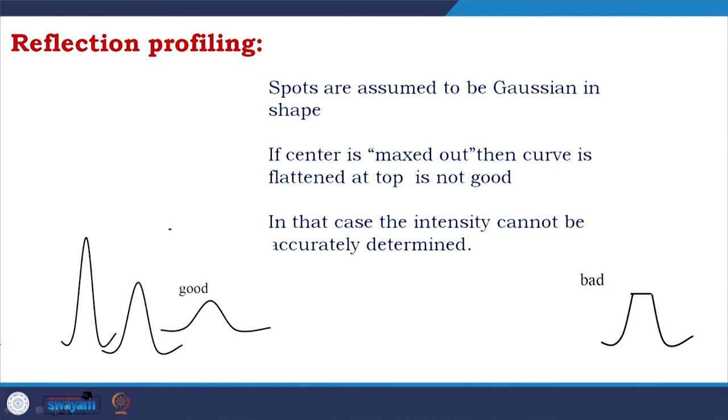Spots are assumed to be Gaussian in shape. You get these ones, all are good when you see a bell shape. But if the center is maxed out somehow and gets the maximum value, then the curve is flattened at the top like this, you know, cut here, and this is not good. In that case, the intensity cannot be accurately determined. So, you have to understand those basics.